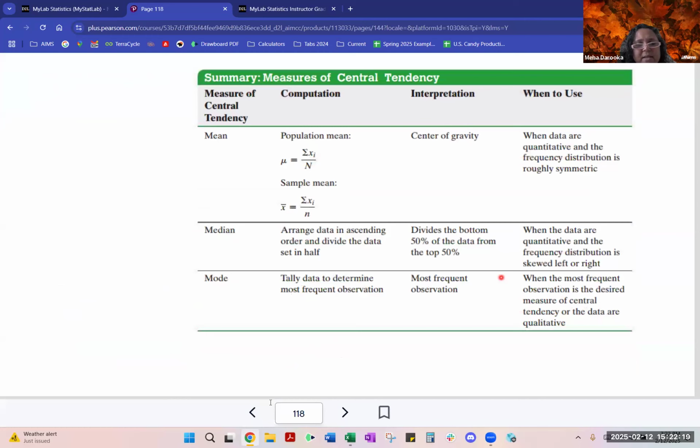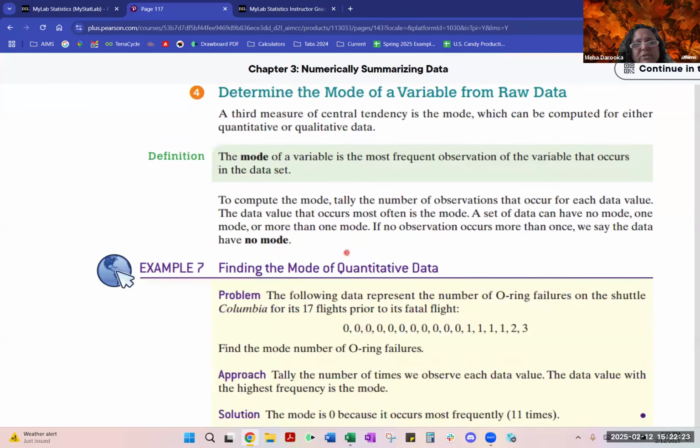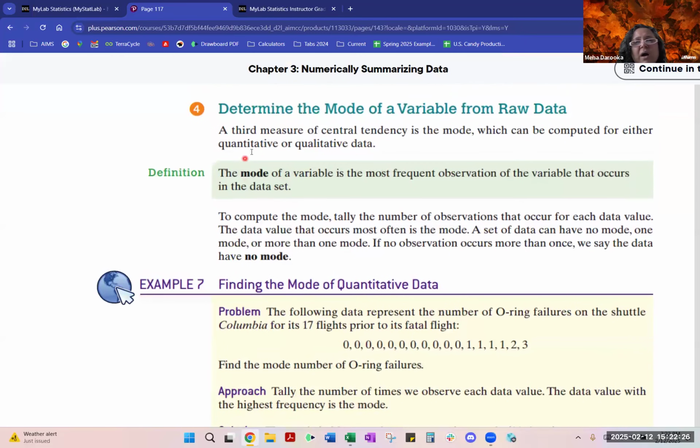One thing that I did want to point out, the mode can actually be calculated for quantitative and qualitative data.